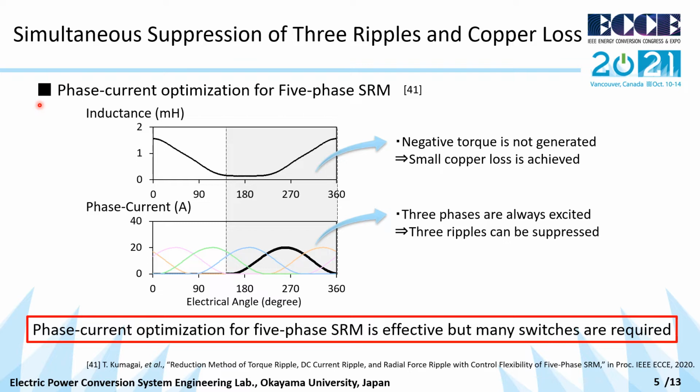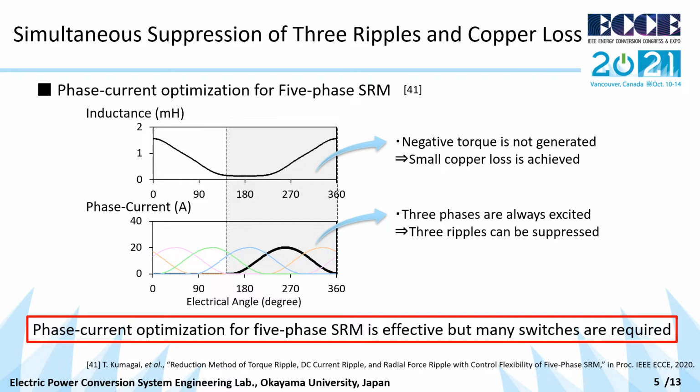In the case of the 5-phase, we can limit the phase current only to this region. In this region, the negative torque is not generated. Therefore, the small copper loss can be achieved. And in this region, 3 phases are always excited. Therefore, 3 ripples can be suppressed. Therefore, the previous study is effective to the small ripples and small copper loss.